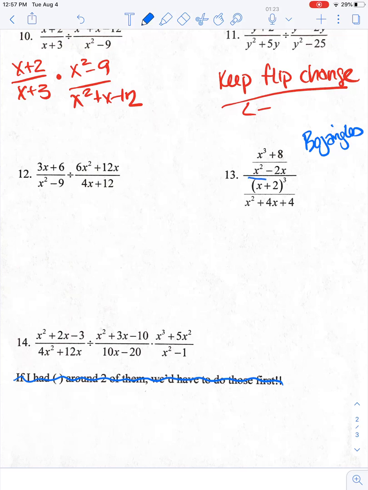So I'm going to change the division to multiplication, and then I'm going to take this guy and flip him and move him up to the top. So I'm taking this wedding cake to Bojangles. But I'm gonna factor as I go.